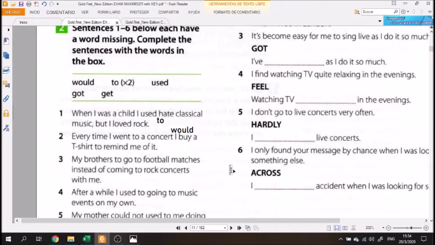Number three, my brothers used to go to football matches instead of coming to rock concerts with me.